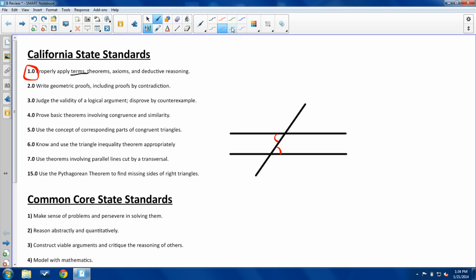If I were looking at same side exterior, that could, for instance, be this guy and this guy, and they are not congruent, by the way. They're supplementary.